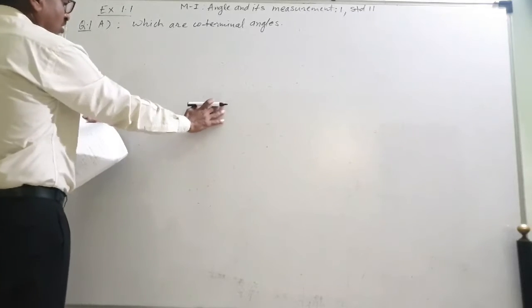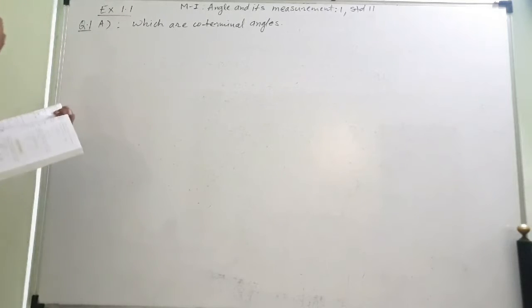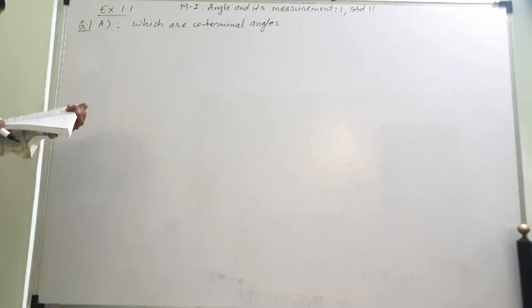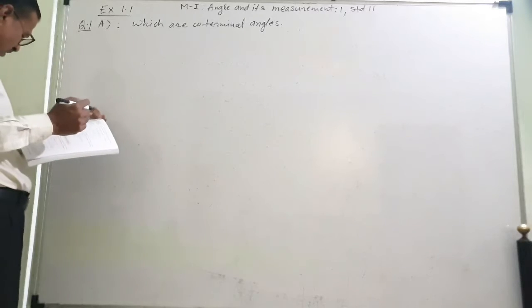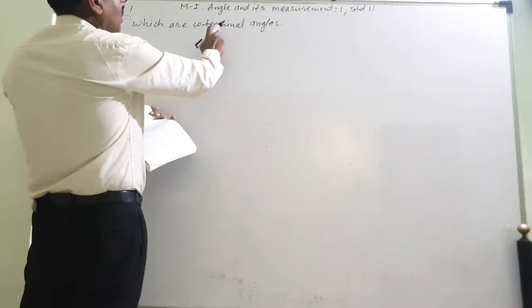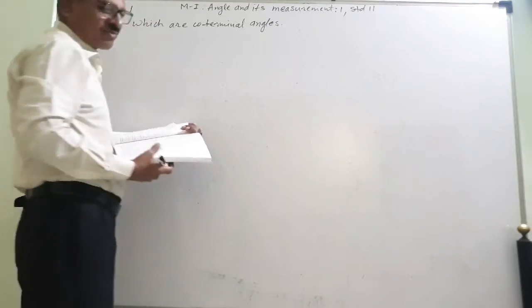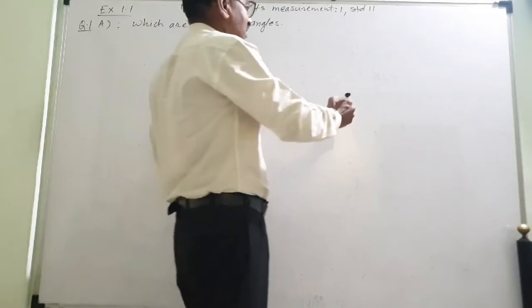Much of the portion has been eliminated by the board. So I will start directly with the exercise. Determine which of the following are coterminal angles. What is meant by coterminal angles? That we will first of all see.